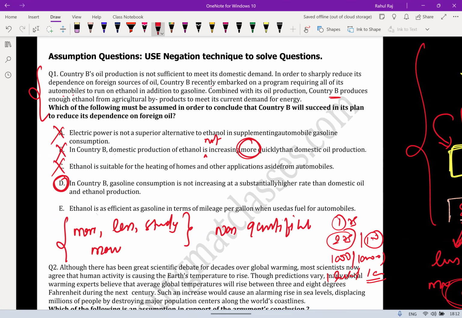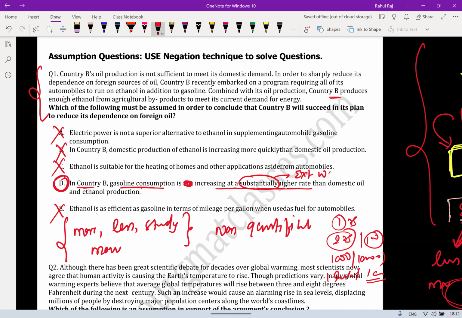So B is gone because in no way was it trying to weaken. My job is simple. If I negate my answer choice, it should weaken the conclusion. Now come down to option D. It says, in country B, gasoline consumption is not, and there is a "not" there. I'm trying to remove this "not" because I'm trying to negate it. Gasoline consumption is increasing at substantially high. Substantially is an extreme word, guys. Please make a note of it.